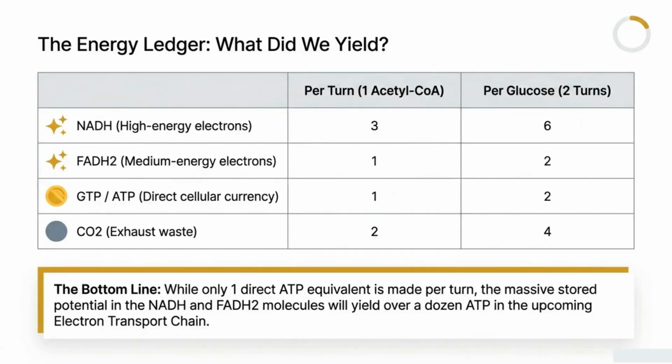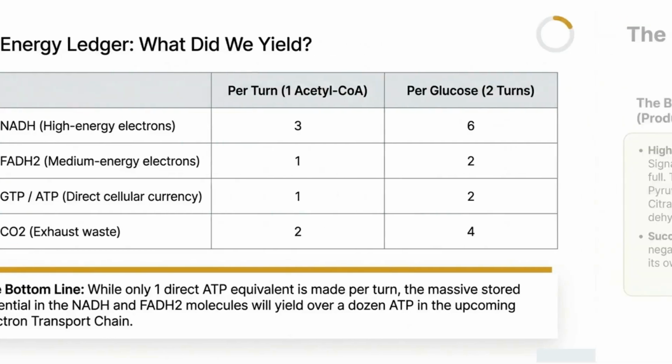However, because a single molecule of glucose splits into 2 pyruvates during glycolysis, the cycle must turn twice per glucose. That brings our total yield per glucose molecule to 6 NADH, 2 FADH2, 2 direct ATP equivalents, and 4 carbon dioxide molecules. While making only 2 direct ATPs might seem low, the massive potential stored inside those NADH and FADH2 carriers will go on to yield over a dozen more ATP molecules during oxidative phosphorylation.